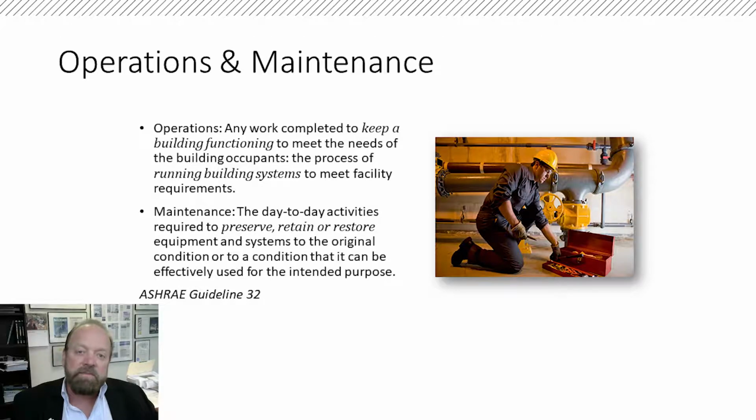So operations and maintenance are integral with each other. You can operate a building well and not maintain it, and it will be a failure. You can also maintain a building well and not operate it correctly, and it will also be a failure. Who makes sure that both things happen?